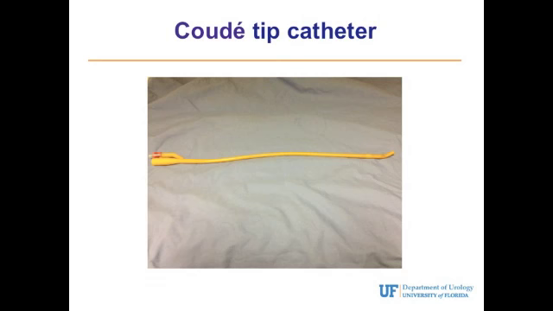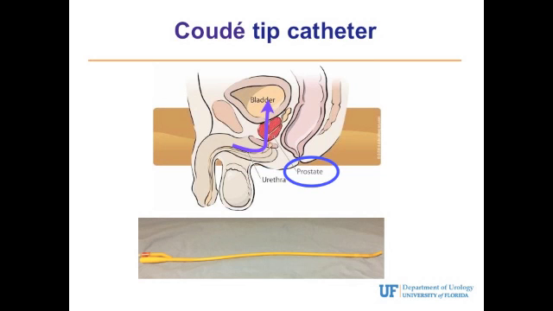A Coudet tip catheter is another specialized catheter. Its curved tip is designed to allow placement in male patients with enlarged prostates or BPH. As you can see in this picture, the upward curve of the prostate and bladder neck is mimicked by the Coudet tip of the catheter.